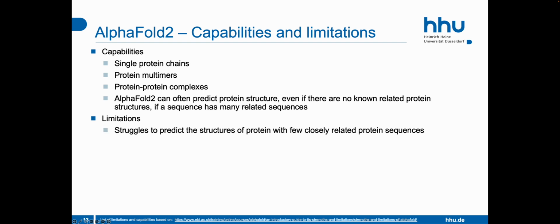We are now coming to the limitations of AlphaFold 2. While, as I've just said, we do not necessarily need the 3D structure of a closely related protein, AlphaFold 2 is typically not very good at making predictions if additionally not many closely related protein sequences exist that can be used for the multiple sequence alignment.